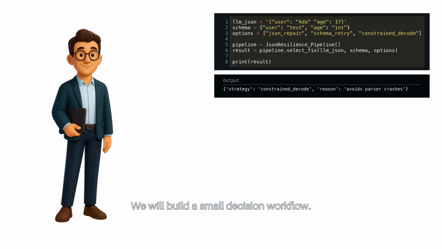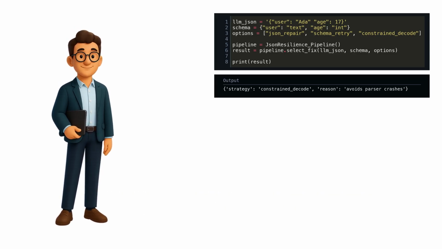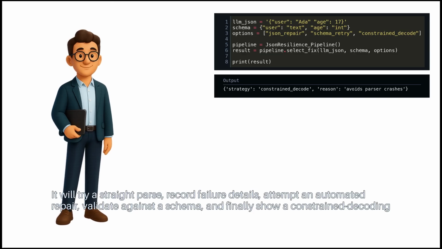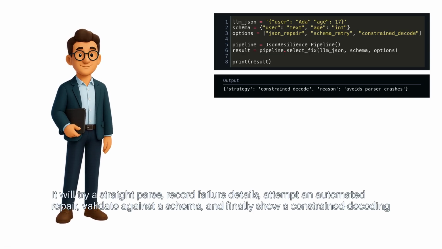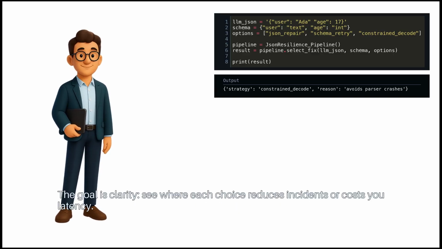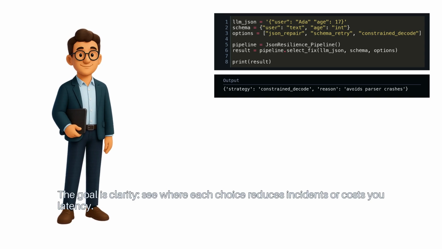We will build a small decision workflow. It will try a straight parse, record failure details, attempt an automated repair, validate against a schema, and finally show a constrained decoding style guard that rejects bad partial assemblies early. Nothing fancy. The goal is clarity. See where each choice reduces incidents or costs you latency.